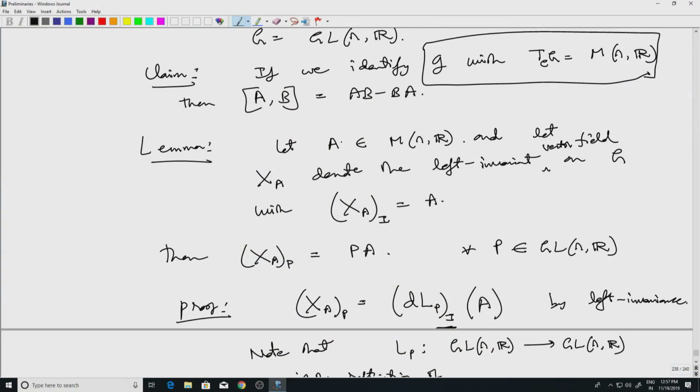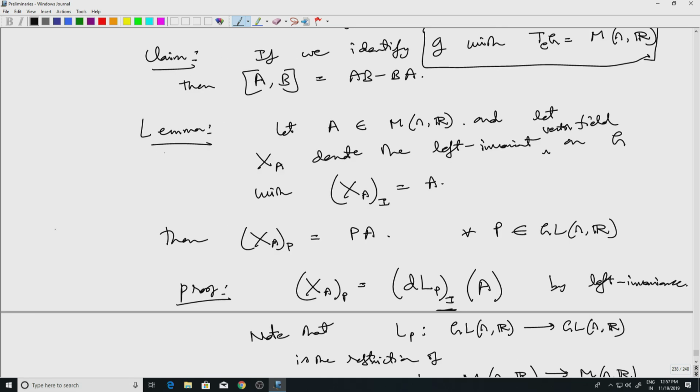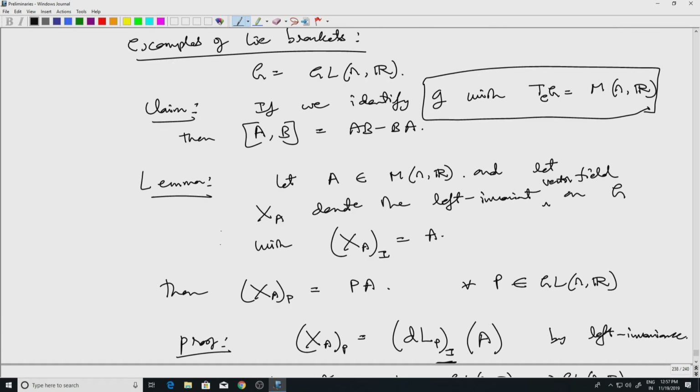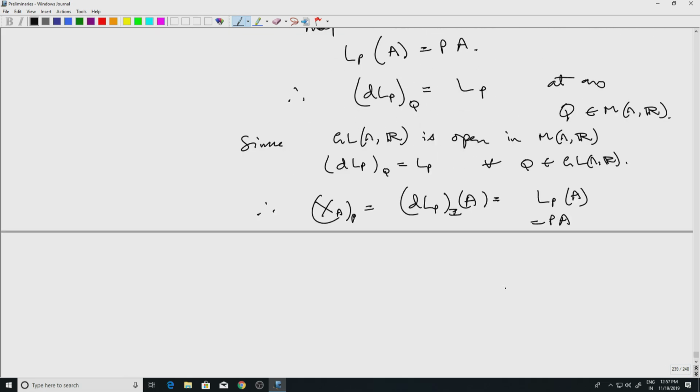And I had to stop in the middle of a computation last time. So I was trying to calculate the Lie bracket on the Lie algebra of GLNR. And we wanted to see that if we identify the Lie algebra with the tangent space at identity, which is MNR, then the Lie bracket of the two left invariant vector fields corresponding to A and B is just the matrix Lie bracket AB minus BA.